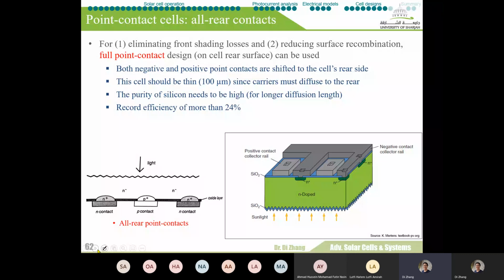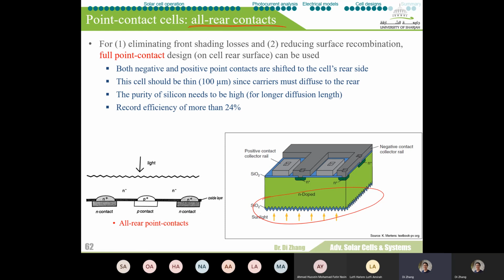And then in solar PV, we also talked about the barrier contact. The barrier contact is used to reduce the front surface optical shading losses. We also mentioned back in solar PV that it is possible for you to shift both the positive and negative contacts to the backside. This is the so-called all rear contacts. So everything is on the backside, nothing on the front side. So actually, this solar cell is a flip, if you remember.